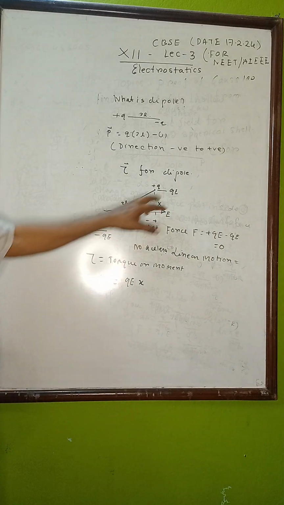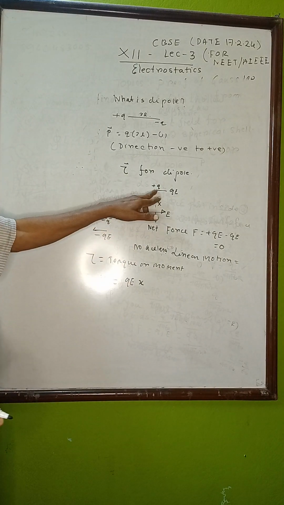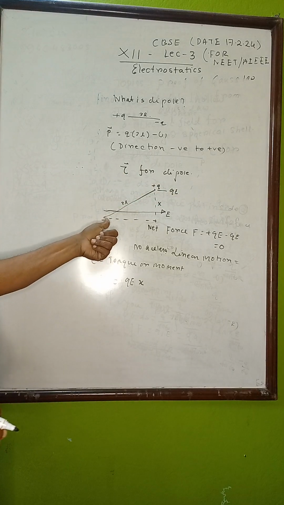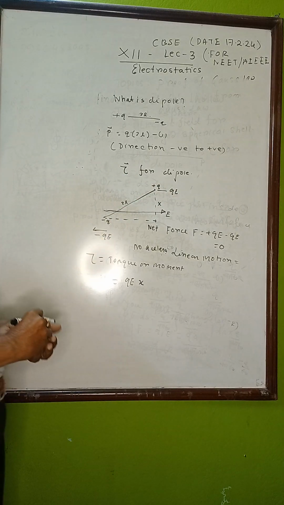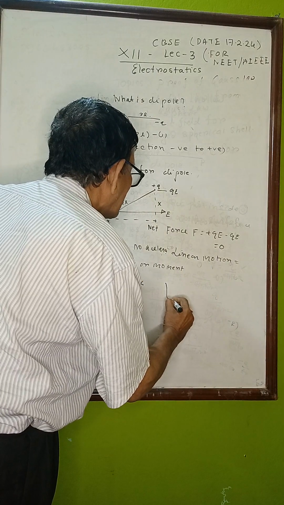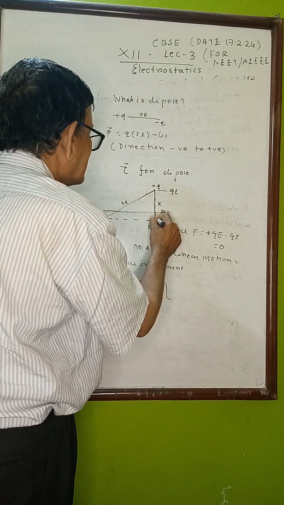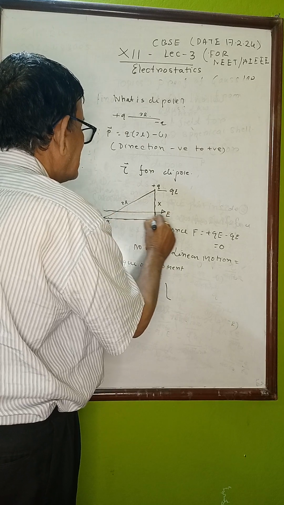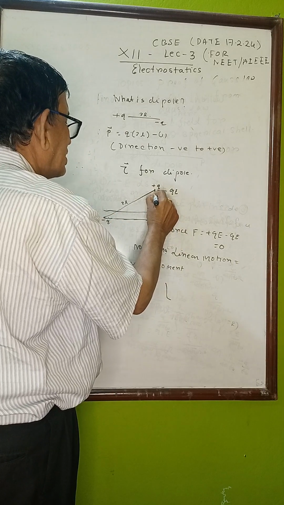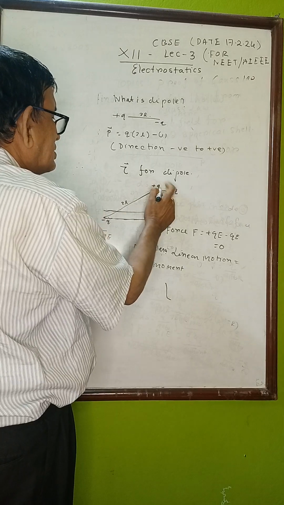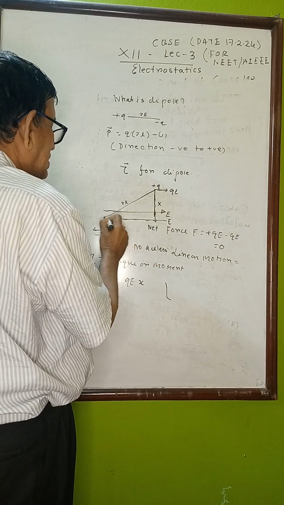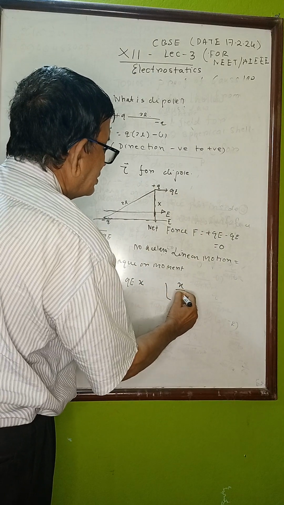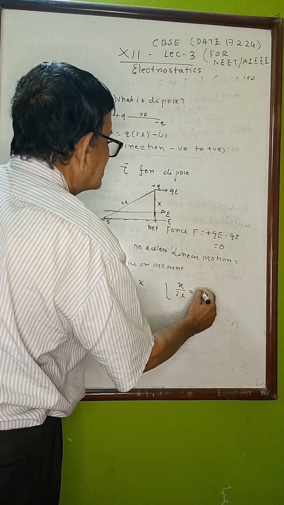Clear? Torque will be any force, and for plus q the force will be along the direction of the electric field. For minus q the force is opposite to the electric field, so torque is qE into x. Now from the figure, this is x on the electric field, and the perpendicular distance between the two force lines, this is one line and this is another line, is x. So x by 2l equals sin theta.